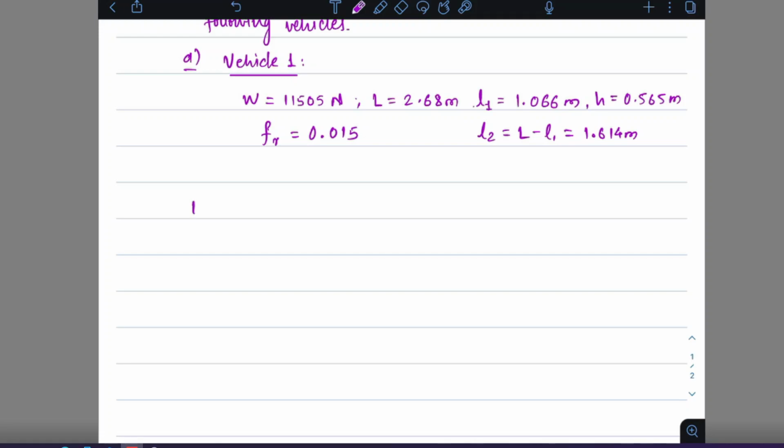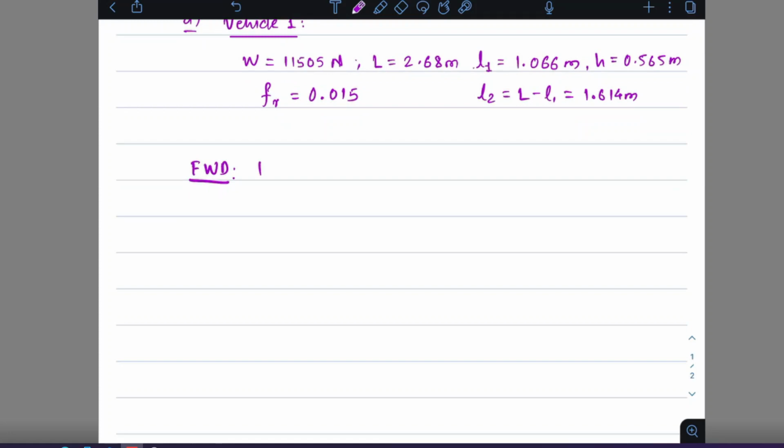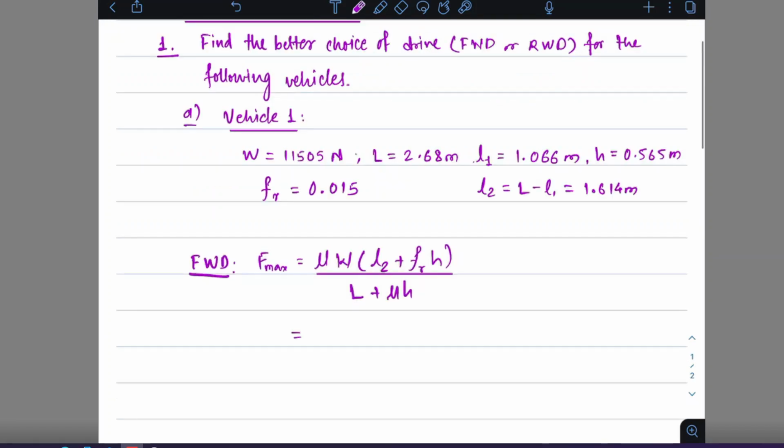Let's look at, in case of front wheel drive, what is the maximum force we are getting. Maximum force will be mu into W, in bracket, L2 plus Fr into H, over L plus mu into H. So we will be taking for this discussion mu equals 0.8. That is the friction coefficient.